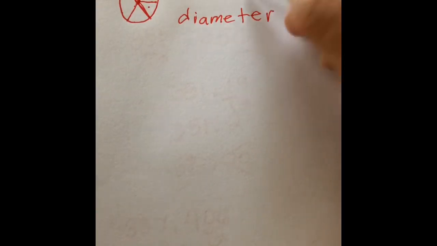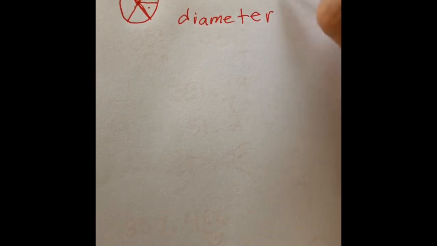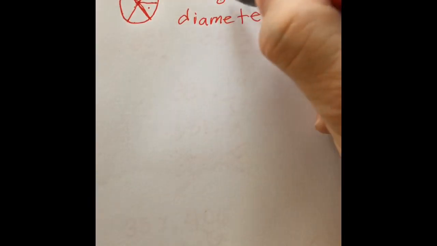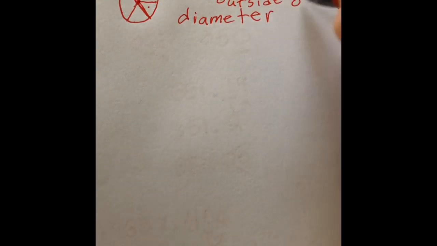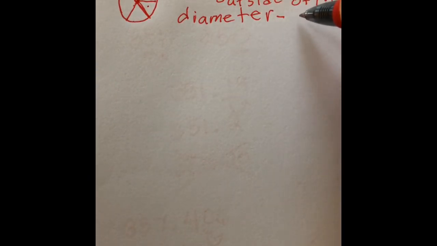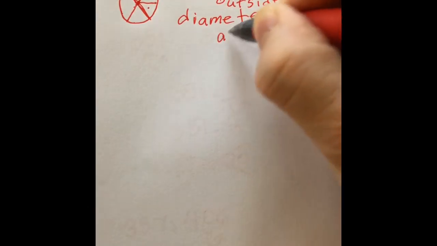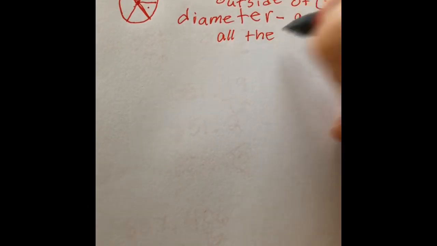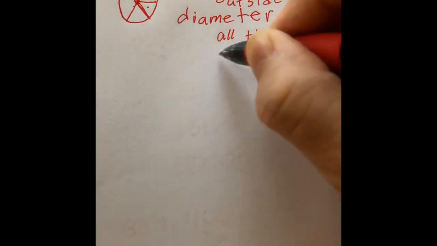So the radius goes from the center to the outside of the circle. And I'm going to use this little symbol for circle with a dot in it. The diameter goes all the way across the circle and through the center.